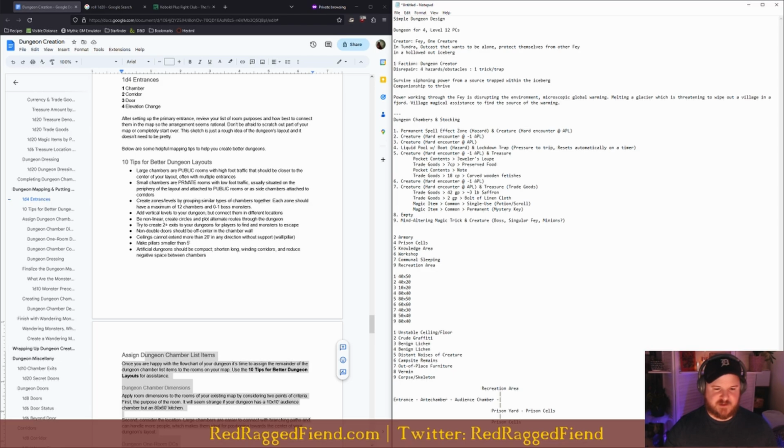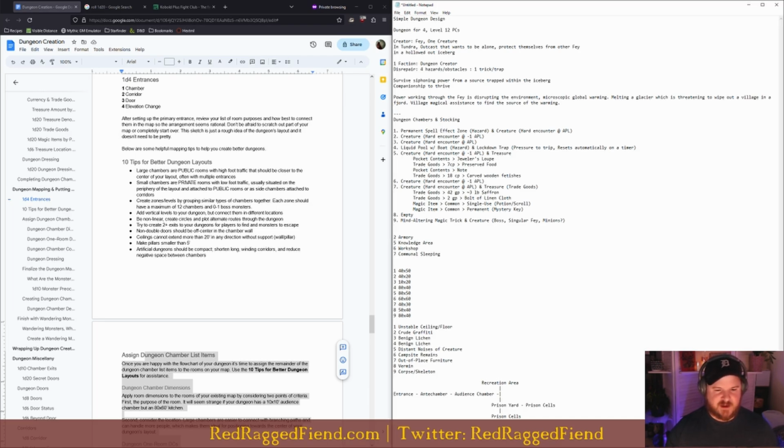So just for now, is there anything else that I think would make sense to create? I think maybe the workshop. I mean, we did the recreation area. Let's go ahead and knock these out. So we did the recreation area. We did the prison cells.